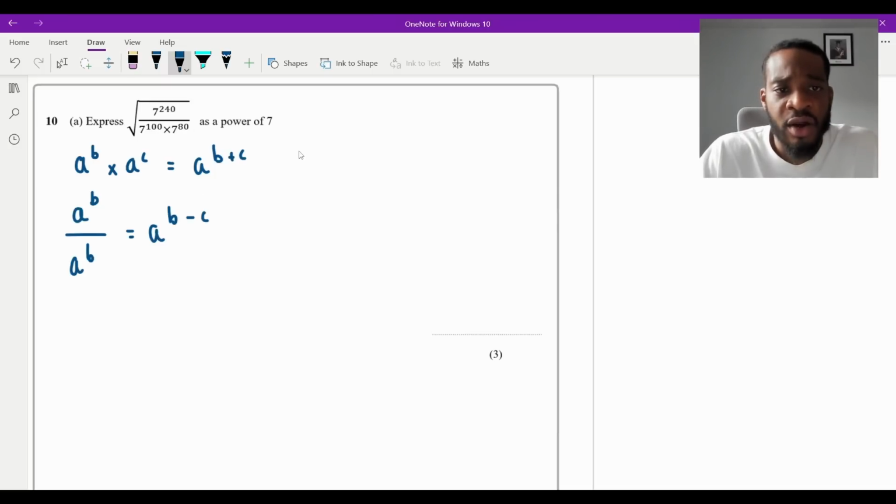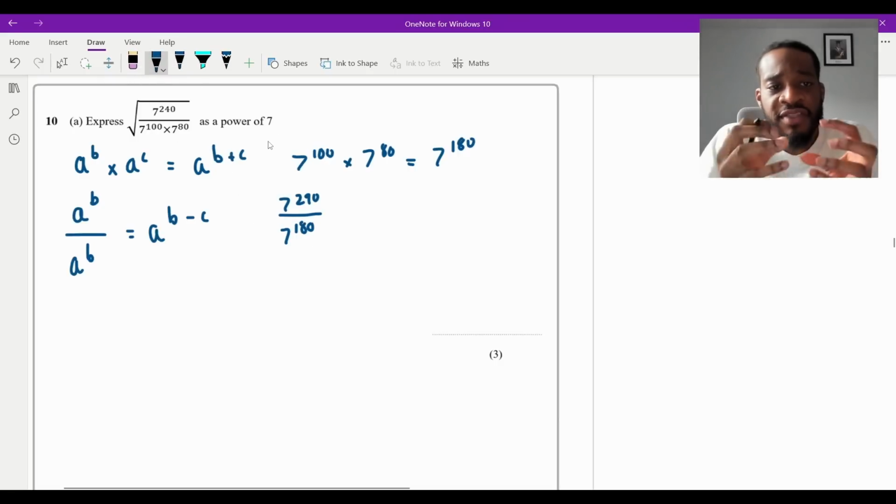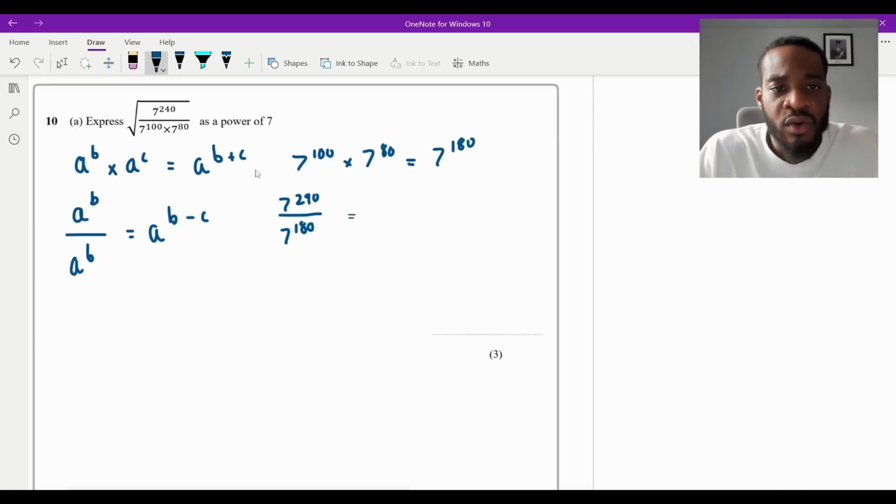So firstly, the denominator, right? 7 to the power of 100 times 7 to the power of 80. We just add these together, don't we? So that's going to be 7 to the power of 180. And then now that I've got that, the question now becomes 7 to the 240 over 7 to the 180, like that. Let me just get rid of the square root for now, because we're just dealing with the thing inside the square root. And then now we're just going to take these away, isn't it? And that's going to be 7 to the power of 60, like that.